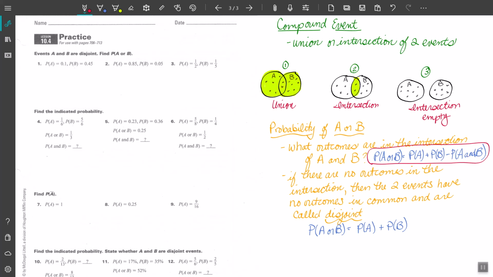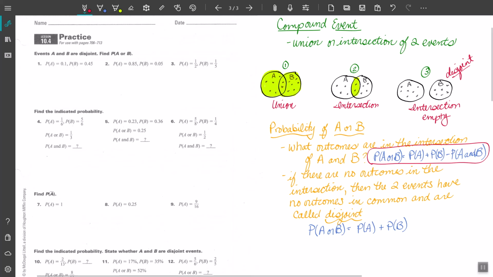The other scenario is that represented here. If there are no outcomes in the intersection, so that's referring to illustration number three, then the two events have no outcomes in common and are called disjoint. So this is illustrating disjoint events. If that's the case, then they don't have anything in common. There's not any probability of A and B because it's empty, it's zero.